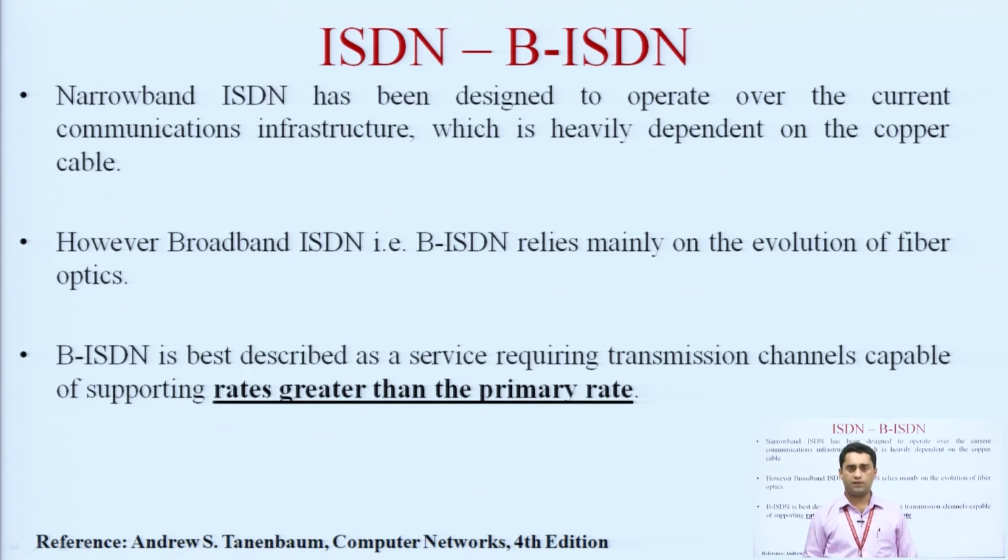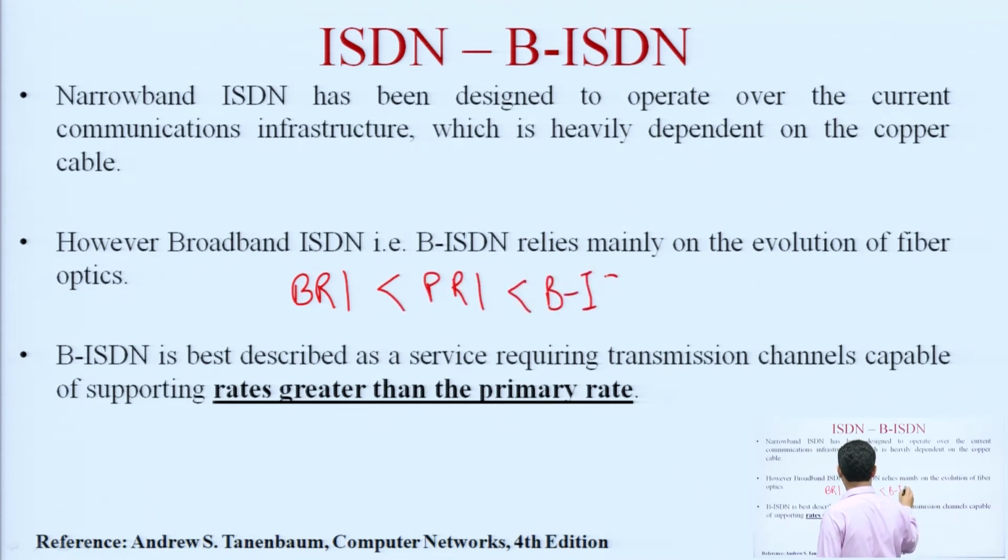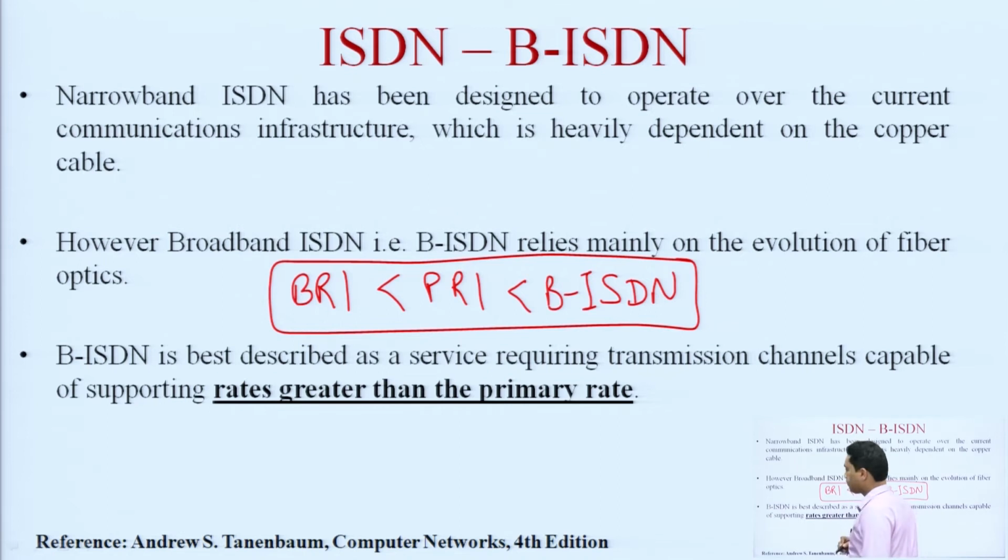you can make a conclusion about BRI, PRI and BISDN. So, this is a requirement of the speed here. The number of channels is less in BRI, 2 B channels and 1 D channel. In PRI, 23 B channels and 1 D channel.